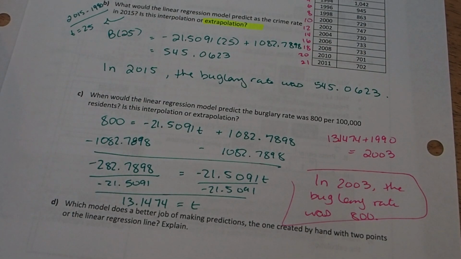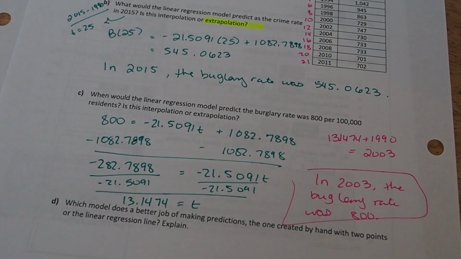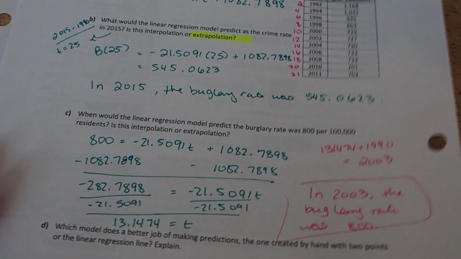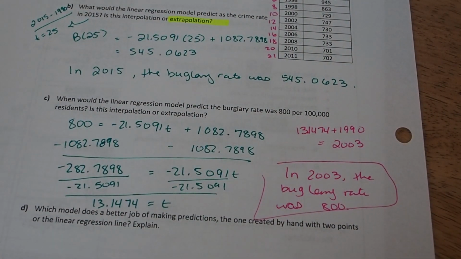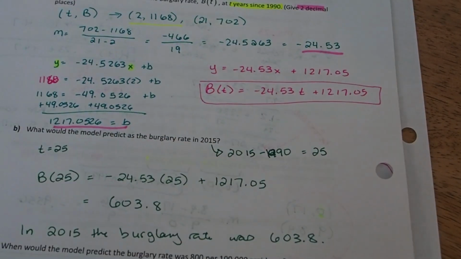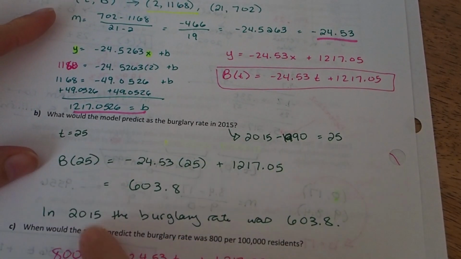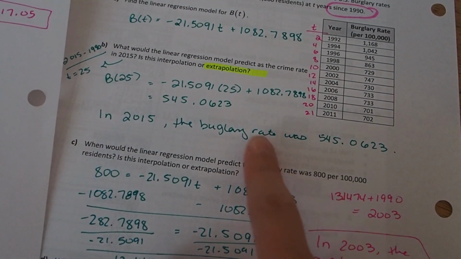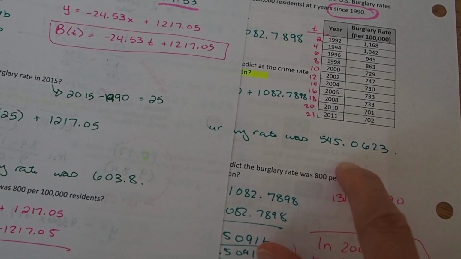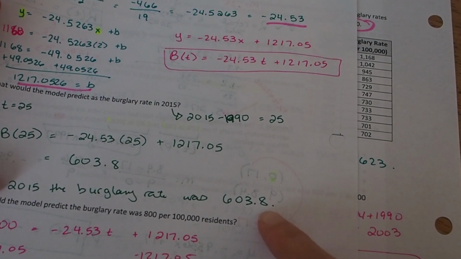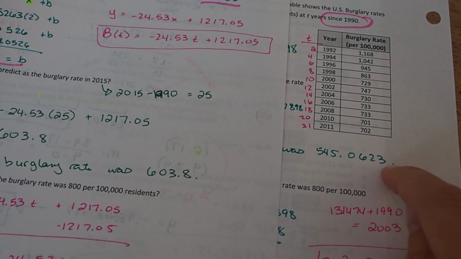Now back to part D. Which model does a better job in making predictions, the one created by hand with 2 points or the linear regression model? Okay, let's do some comparison. The previous model, when we did it by hand, we predicted, there it is over here, that in 2015 the burglary rate would be 603. Here we predicted that in 2015 it would be 545. So this one we know was too high because that model was using higher points. So the lower value is going to probably be more realistic here.